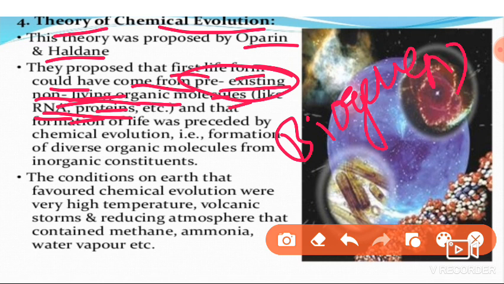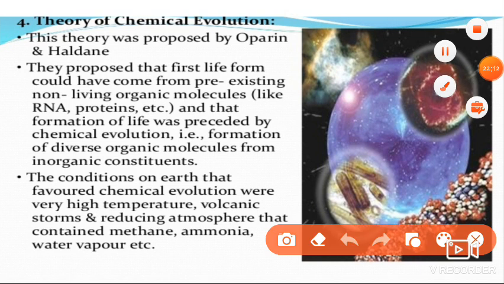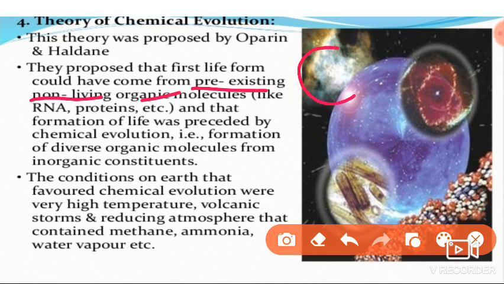Here one experiment is there that I will tell you. The theory is that pre-existing life originated from non-living organic molecules. Here you can take the cell. A cell is mainly made up of RNA, DNA, protein. These are all molecules. These molecules first formed here.